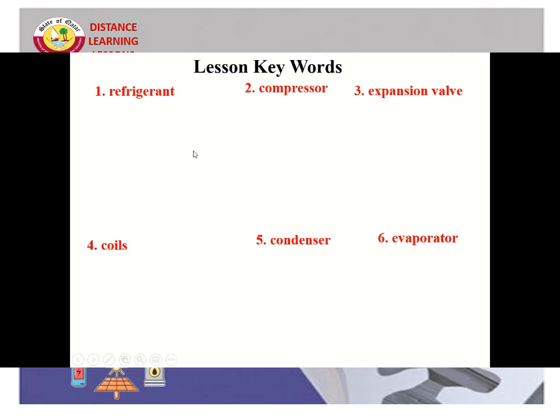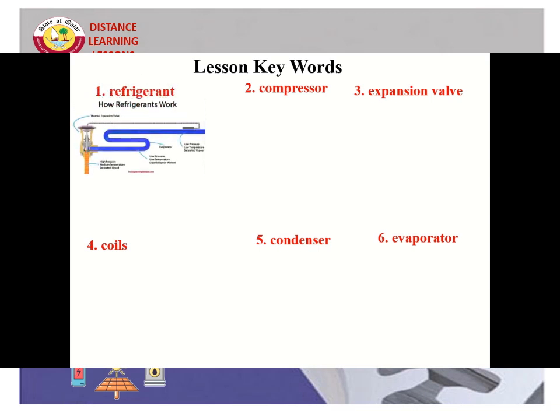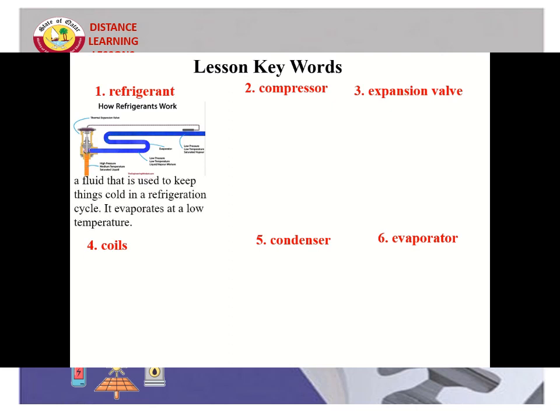Now let's take a look at the functions of these parts. The first one is refrigerant. A refrigerant is a fluid that is used to keep things cold in a refrigeration cycle. It evaporates at a low temperature. Basically, without the refrigerant, there will be no air conditioning, no refrigeration, and no freezing technology.